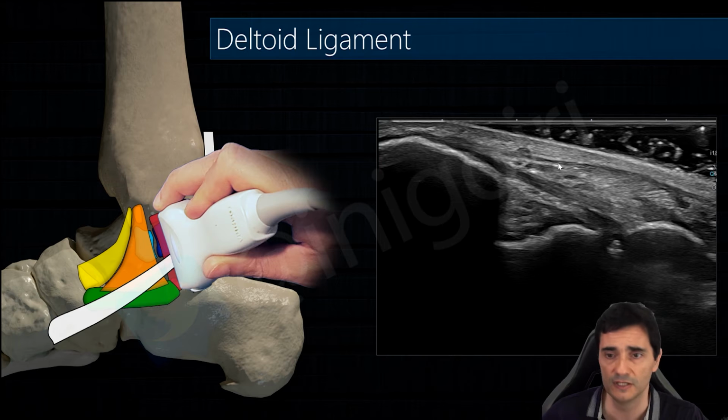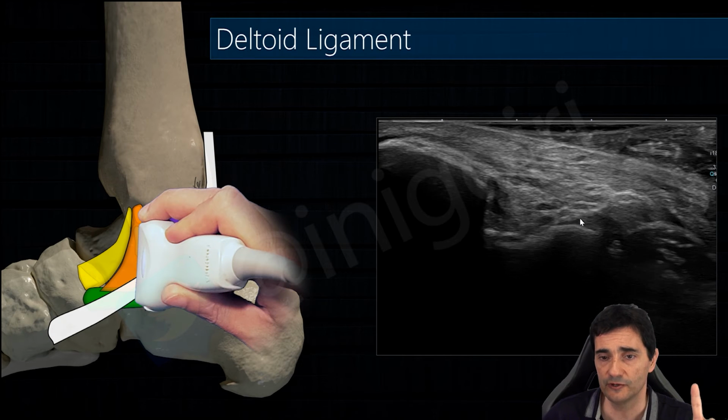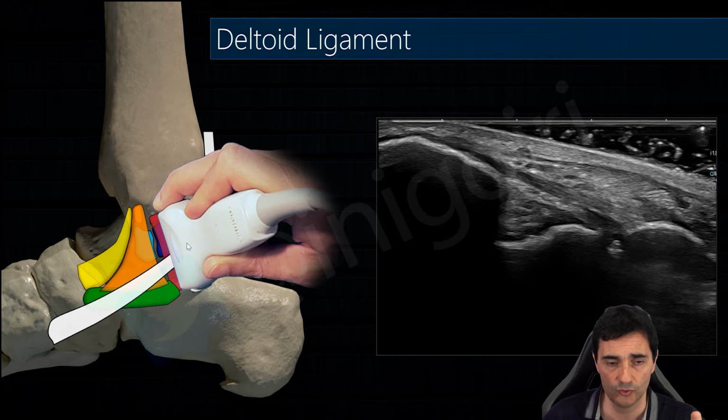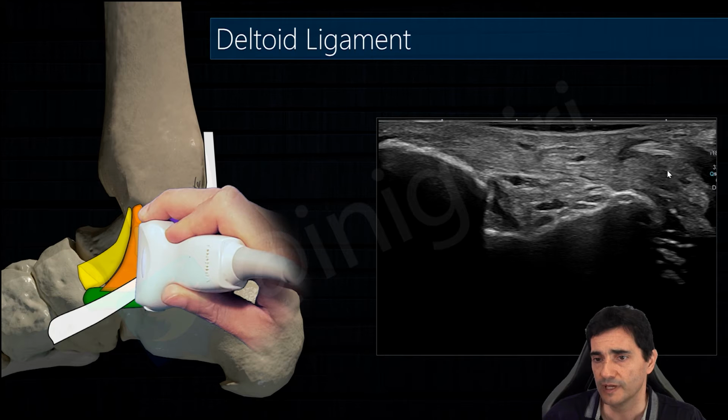Next component will be the tibio-spring ligament. If we go anterior, always remember to rotate slightly the probe. We can see this image. This is the spring ligament on its short axis below the posterior tibialis tendon. And this fibrillar pattern between the tibia and the spring ligament is the tibio-spring component.